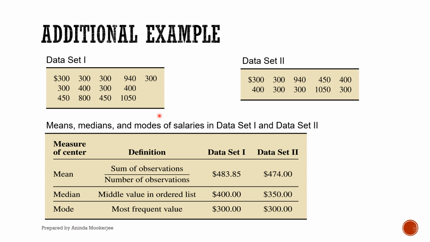Now here's an additional example that we'll go through, but before that, I just wanted to say about the mode that it's possible that the mode can be more than one value. So mode can be more than one value. So in our data set, more than one value.